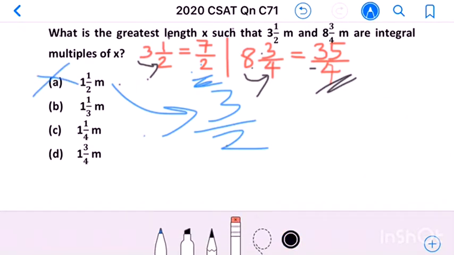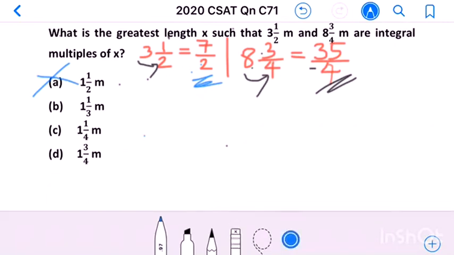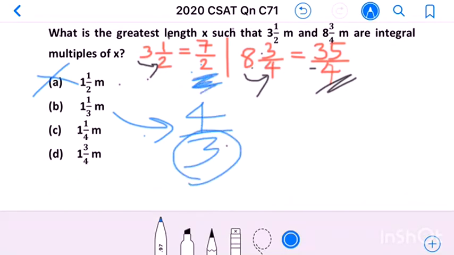Now let us see the second option. 1 and 1 by 3. 1 and 1 by 3 we can write as 1 into 3 plus 1, 4 by 3. Here the denominator is 3. Here it is 2. Here it is 4. Therefore, this also can't be our answer.